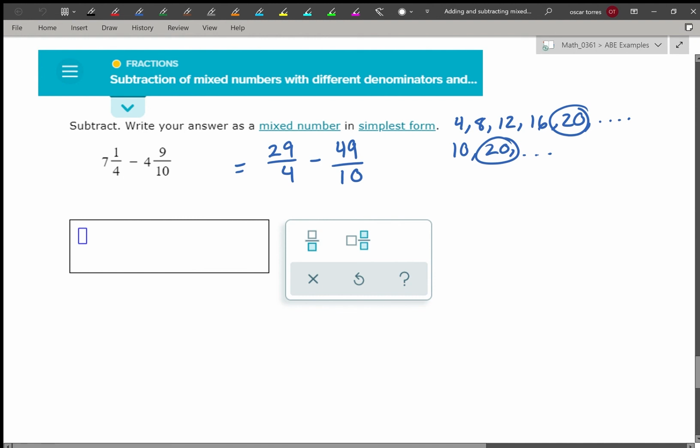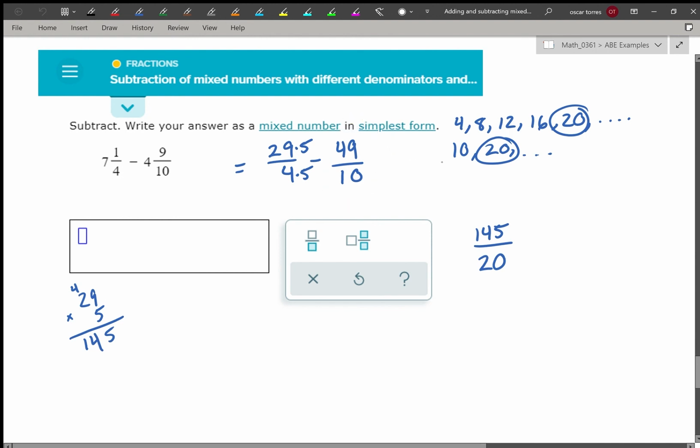We want to turn the 4 into a 20, and we do that by multiplying it by 5. So we multiply the top by 5 as well. So now we need to multiply 29 times 5 and see what that gives us. 9 times 5 is 45. 5 times 2 is 10, plus 4 is 14. So we end up with 145 over whatever 4 times 5 is, which is 20. So this is what we get when we convert this fraction into a fraction that has a 20 at the bottom.